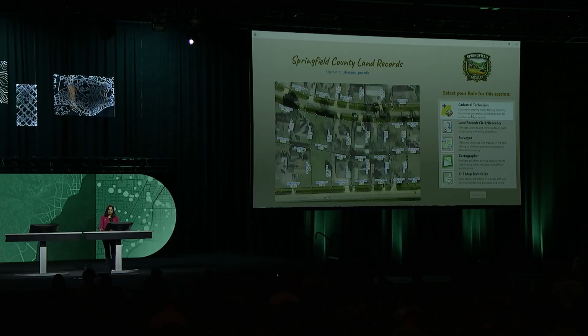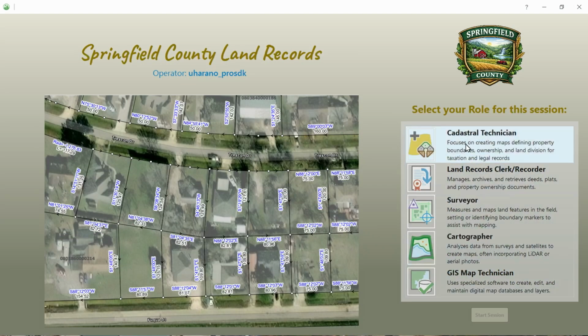I'll demonstrate 2 configurations that show how ArcGIS Pro can be tailored to suit your organization's workflow. The first example is a configuration for a local government land records office. Here is a start page that has been customized to support the various roles in this organization. I'm going to assume the role of a cadastral technician who maintains the county's tax maps and plats.